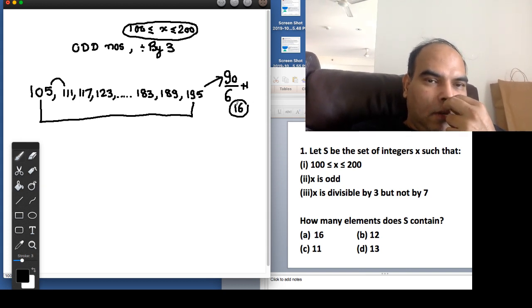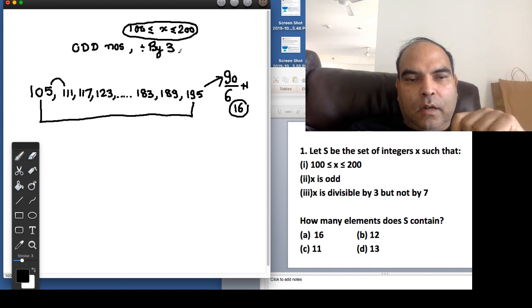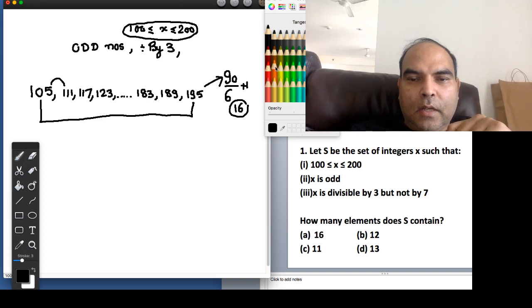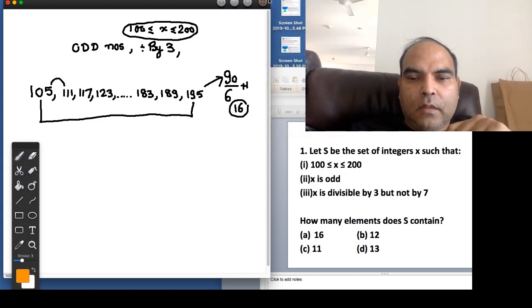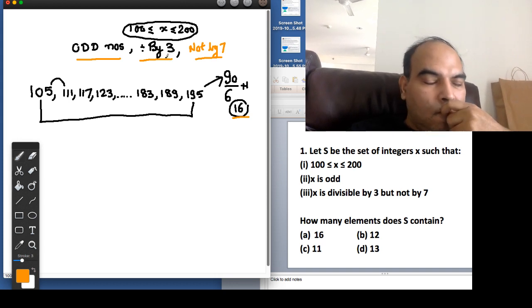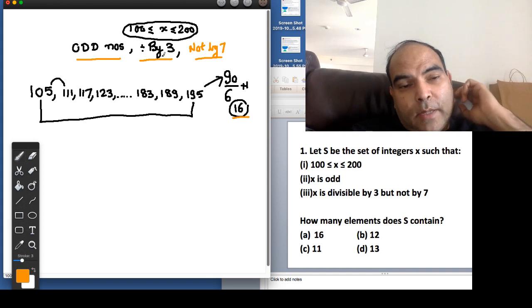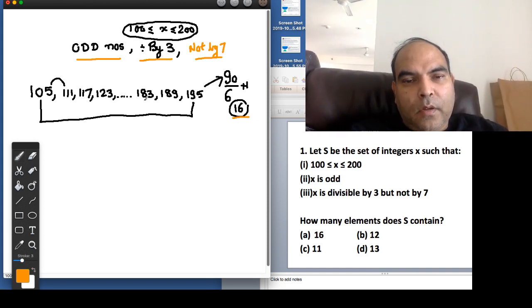Now, the third filter has still to be applied on this. And the third filter is not by 7. So there are 16 numbers that obey the first two filters. They're odd numbers and they're divisible by 3. But when you introduce the not by 7 condition, not divisible by 7, you will have to read out the numbers which are in this list and are also divisible by 7.